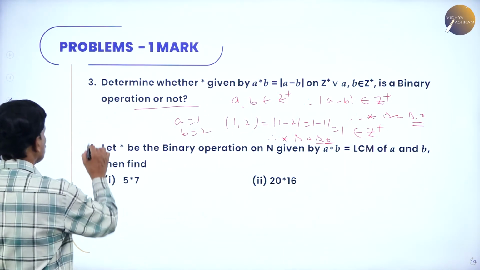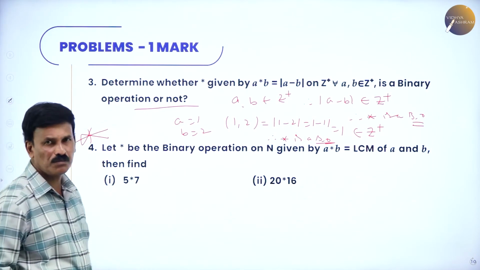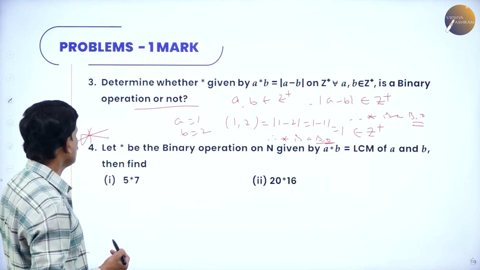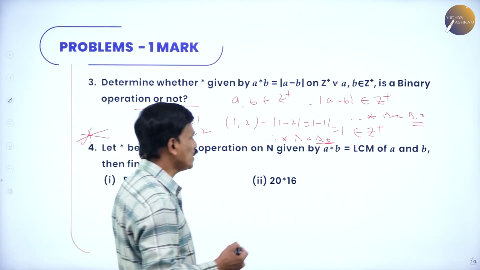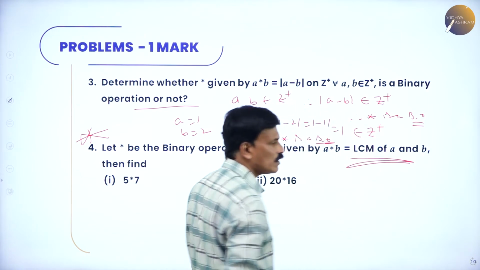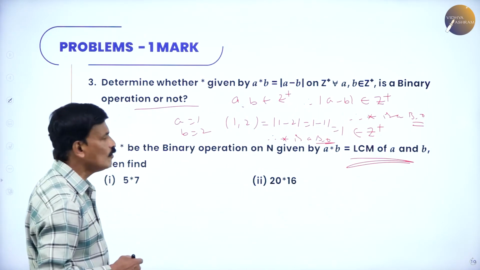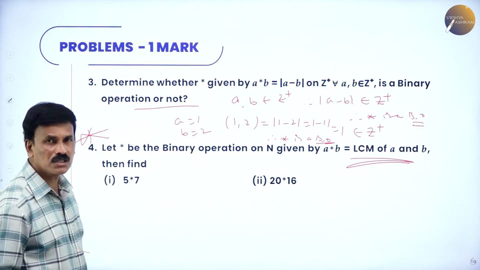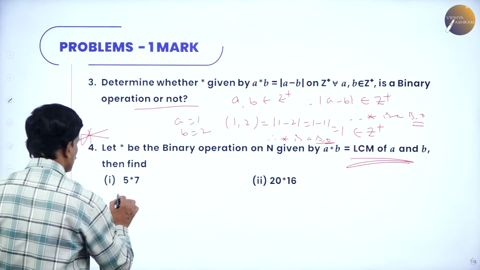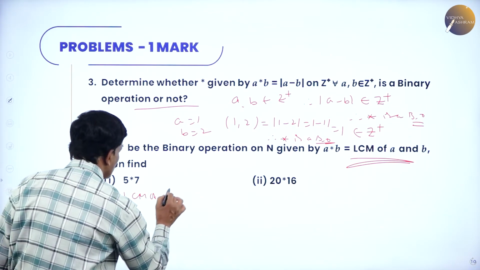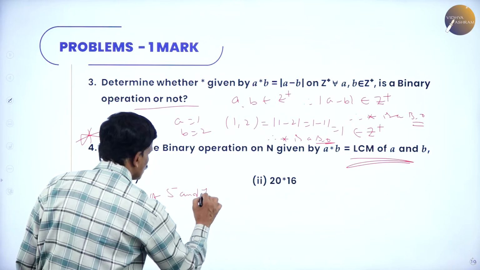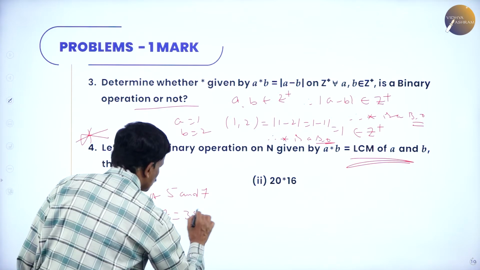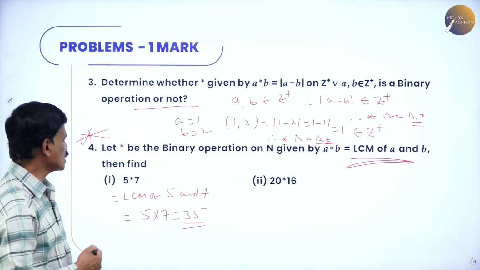Now let us come to this problem. These types of problems are very important. You may expect this type of problem for 1 mark. Now, star is the binary operation on N given by a star b is equal to LCM of a and b, the least common multiple of a and b. Find 5 star 7 and 20 star 16. So 5 star 7 is nothing but LCM of 5 and 7. The LCM of 5 and 7 is 5 into 7, that is equal to 35.